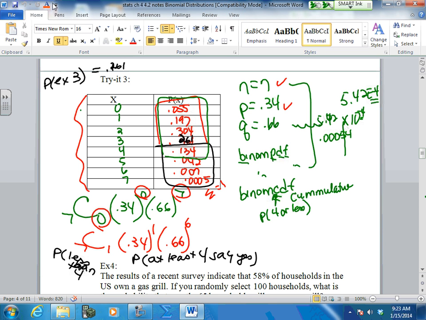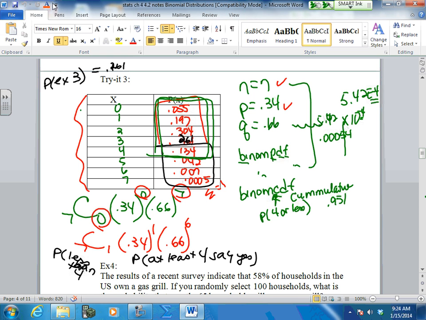Everybody come up with a probability? Four or less? Did you get this? Yeah? Okay. I added up 4 or less. I added up all of those.